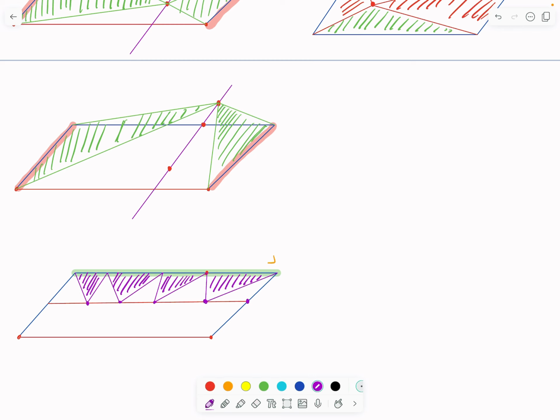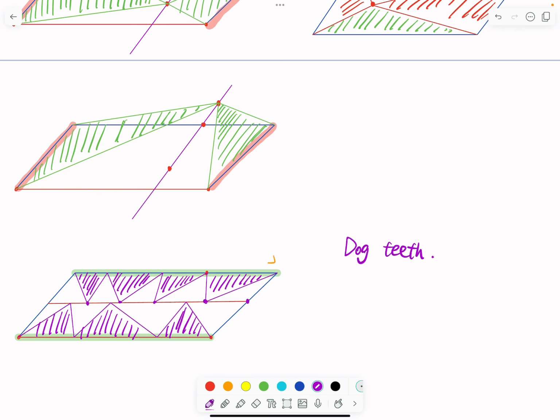So now if I draw the similar one at the bottom, the parallelogram like here. This shaded part, okay, you can see this one. The base is also the base of the parallelogram. So we call this one dog teeth, like the dog's teeth. Okay, so this is also half.